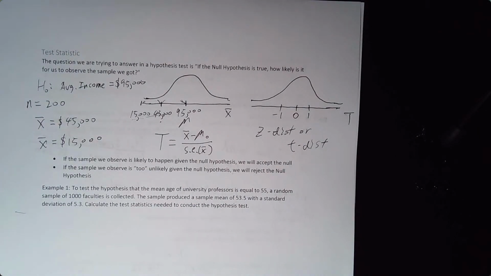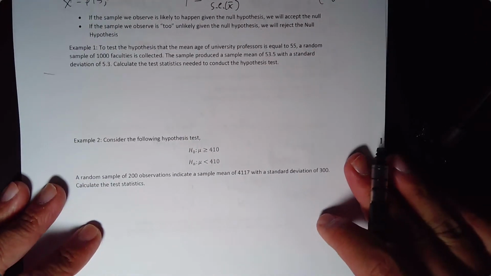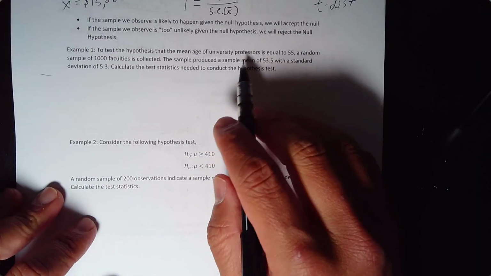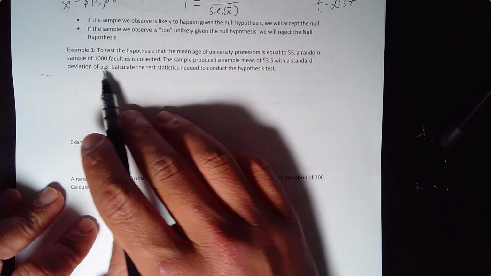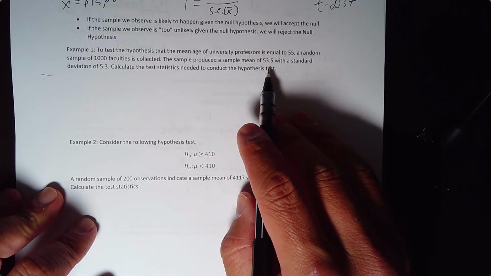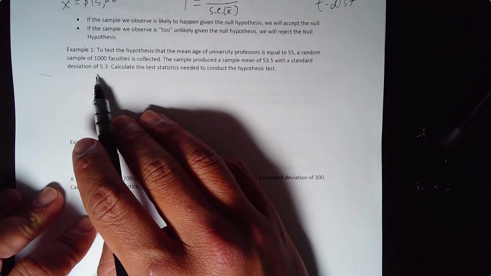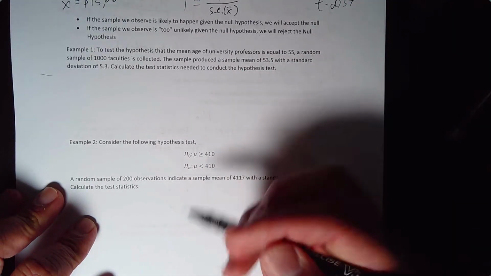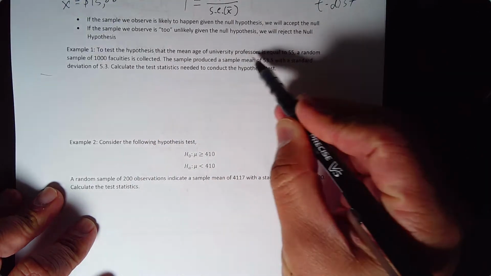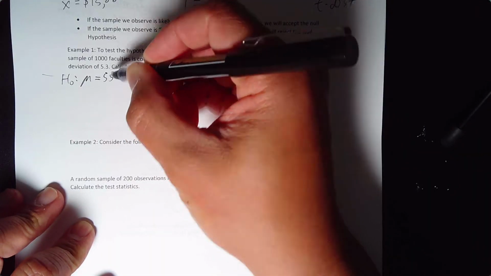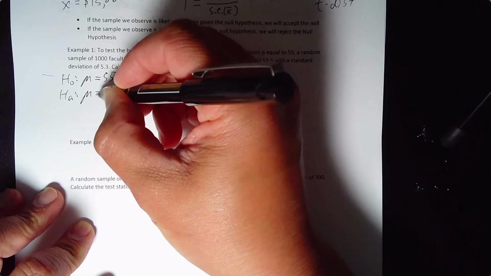So let's do an example. I think it will become a little bit more clear. Example 1: To test the hypothesis that the mean age of university professors is equal to 55, a random sample of 1,000 faculty is collected. The sample produces a sample mean of 53.5 with a standard deviation of 5.3. When you start reading these questions, get in the habit of collecting the information. We want to test the hypothesis that the mean age is 55, so the null hypothesis is mu equals 55, and the alternative is that mu is not equal to 55.